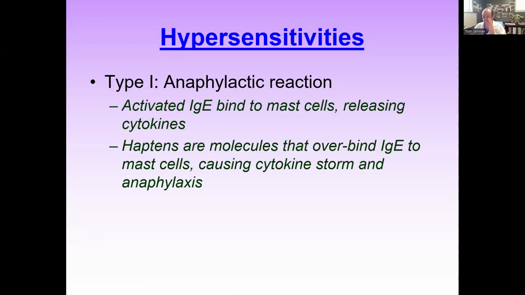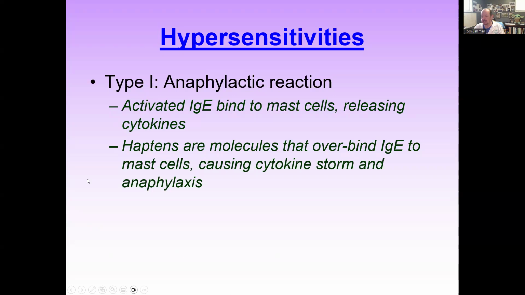Normally, if you don't have an allergy to something, an IgE will bind to the non-self antigen. It'll kick a basophil or mast cell, and it'll cause a little bit of swelling. You'll get a little raised lesion. So, for example, if you get a bee sting, you get a welt.